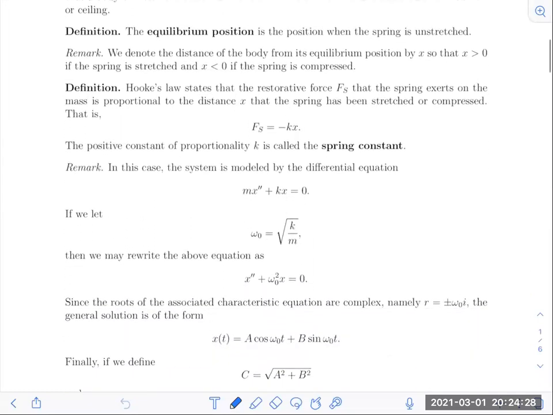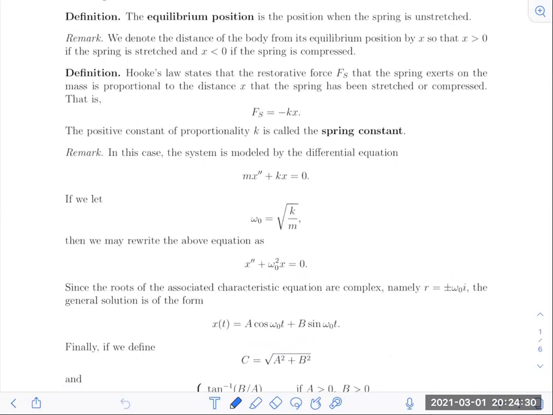All right, so from physics, you should be familiar with Hooke's law. Hooke's law states that the restorative force F sub s that the spring exerts on the mass is proportional to the distance x that the spring has been stretched or compressed. That is, F sub s is negative kx. Again, we have that constant of proportionality. The positive constant of proportionality k is called the spring constant.